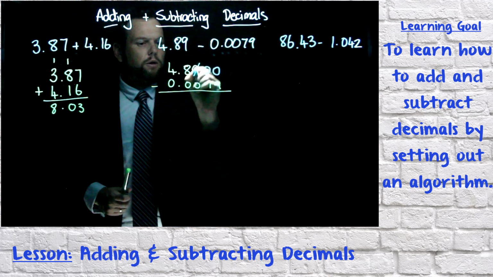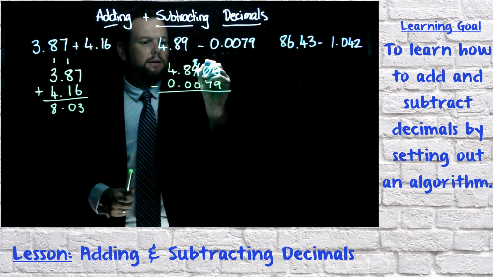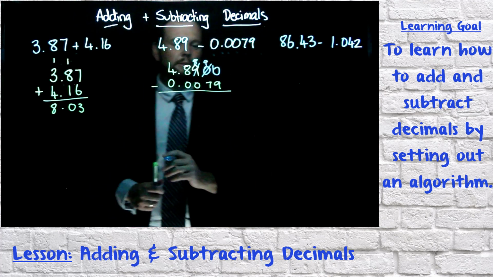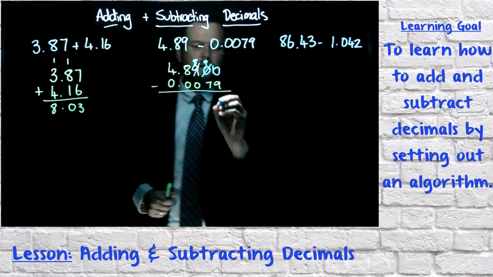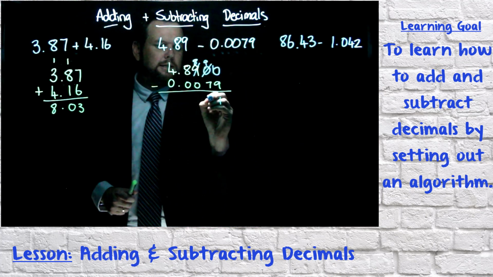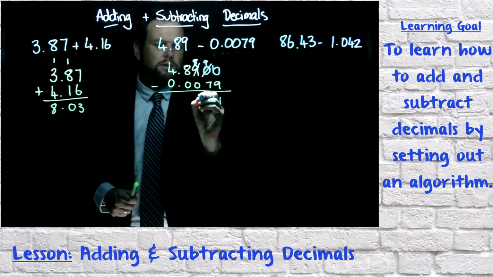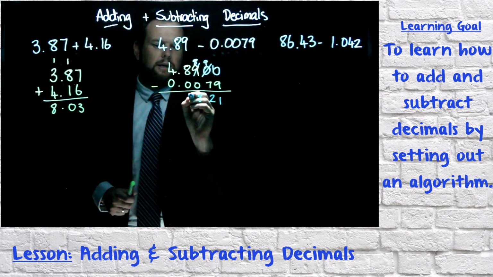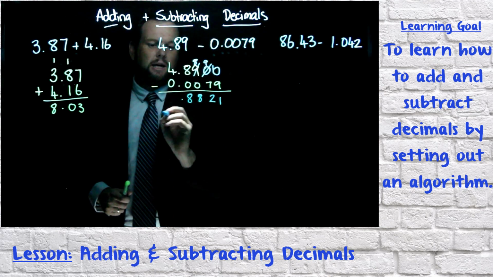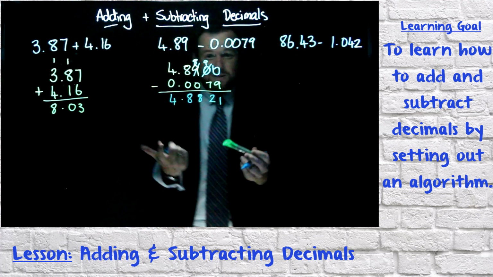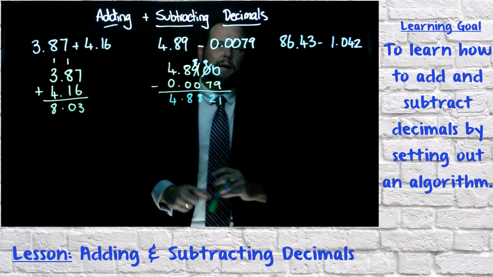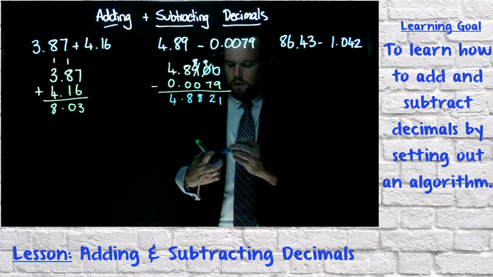So I need to borrow, so that becomes an 8, that becomes a 9, and that becomes a 10. 10 take 9 gives me 1, 9 take 7 is 2, 8 take 0 is 0, 8 take 0 is 0, 4 take 0 is 4. So it is very simple. You've just got to line up that algorithm correctly and it's no problems at all.